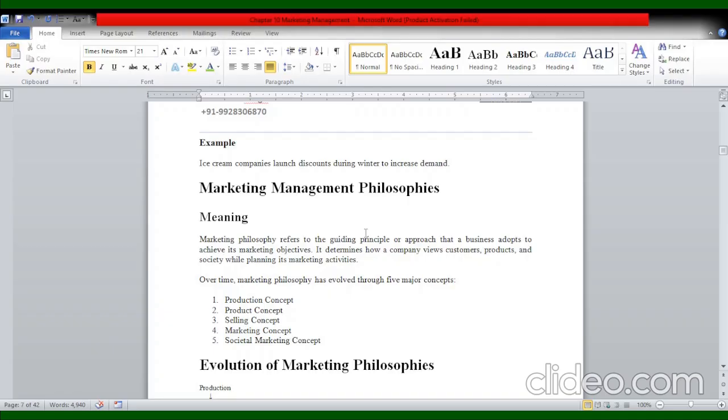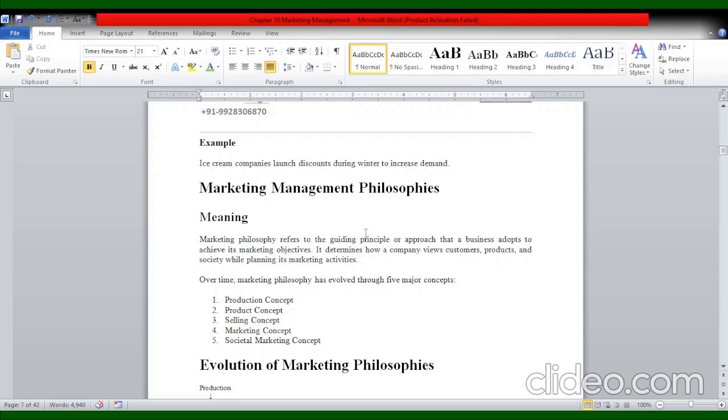From the production point of view till the societal marketing concept, we have gone through five major stages. Earlier, we were very confined to the production concept. Then we focused on product development and adding qualities.